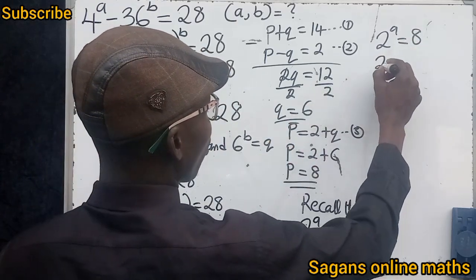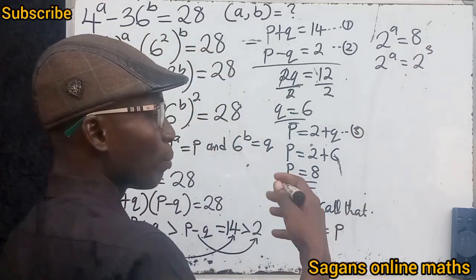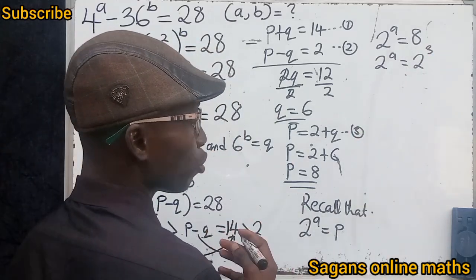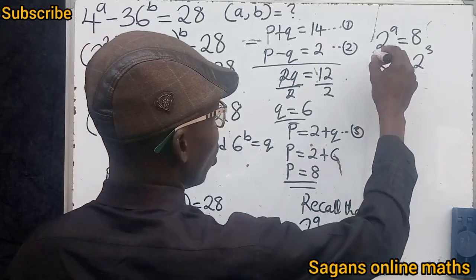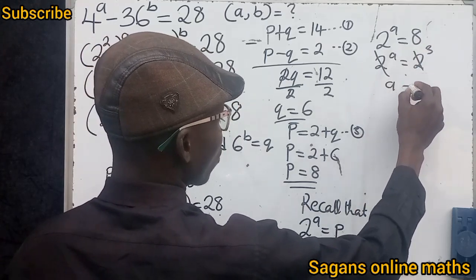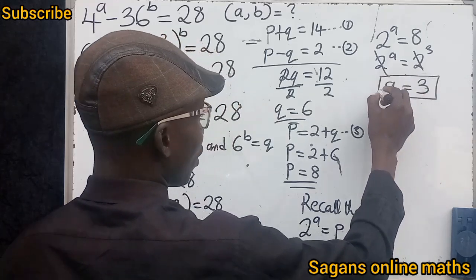Now let's put 8 in index form. That means 2 raised to the power of a will be equal to 2 raised to the power of 3, because 2 multiplied 3 times is 8. Now let's equate the power since the bases are the same. That means we can do without the base. So a is equal to 3. This is the value of a.